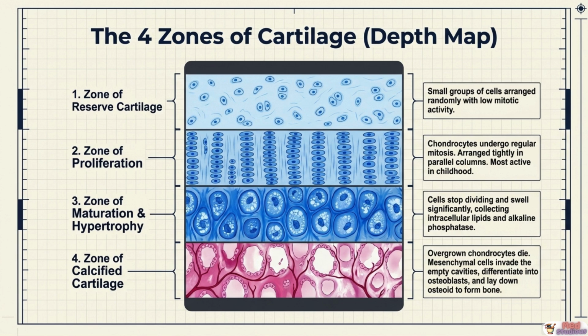Zone 4 is the zone of calcified cartilage. The hypertrophied chondrocytes die by apoptosis. Blood vessels and mesenchymal osteogenic cells invade the vacant lacunae. These cells differentiate into osteoblasts and lay down osteoid on the calcified cartilage framework, converting the template into true bone. This is the zone immediately adjacent to the diaphysis.